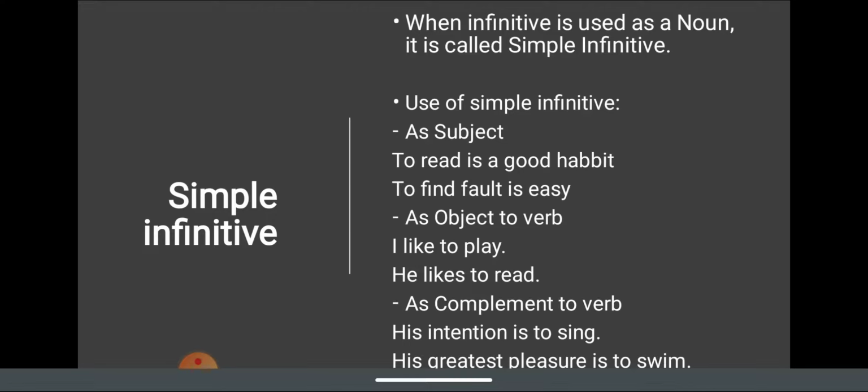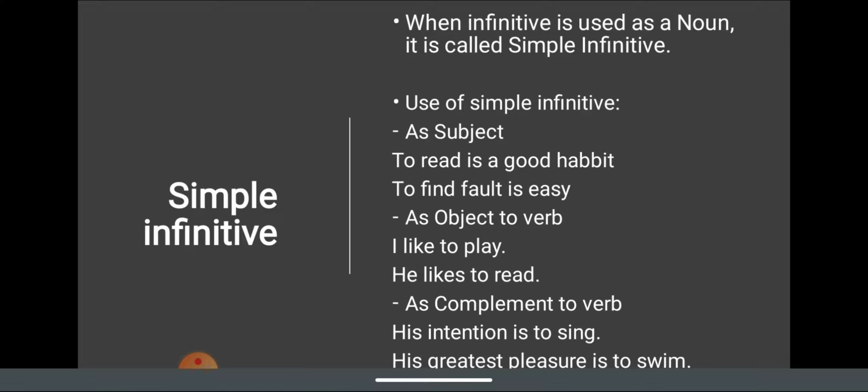Read and find are verbs, but when they come with to at the beginning of the sentence, they work as the subject of the sentence. Next comes the infinitive as object of the verb, that is, I like to play. Here the subject is I, the verb is like.